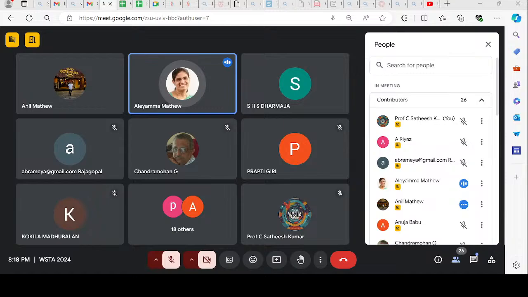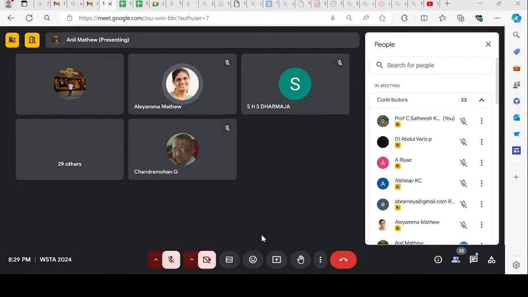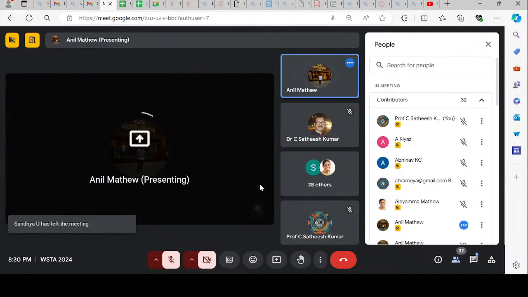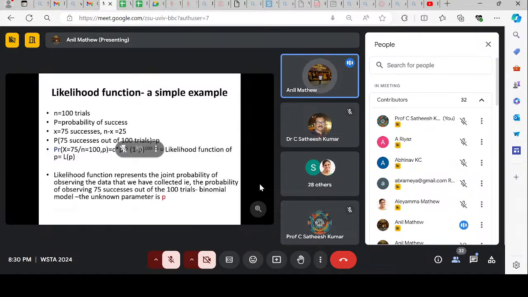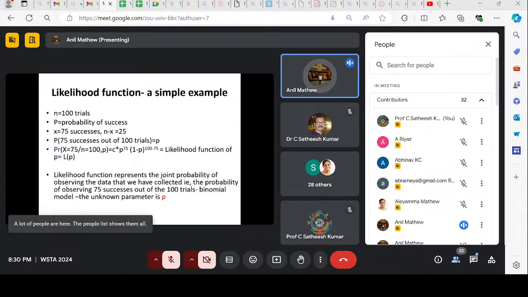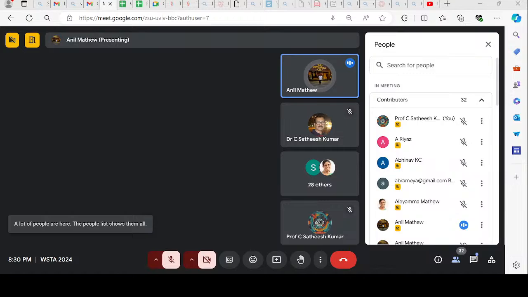a little more simple. Suppose you have a trial of n equals 100 trials, and P is the probability of success, and X is 75 successes and n minus X is 25. The probability of 75 successes out of 100 trials is C into P raised to 75 into (1 minus P) raised to (100 minus 75). The likelihood function represents the joint probability of observing the data that we have collected, the probability of observing 75 successes out of the 100 trials using the binomial model, but we need to estimate the unknown parameter P. ML chooses the unknown parameter theta in such a way that it maximizes the likelihood function.